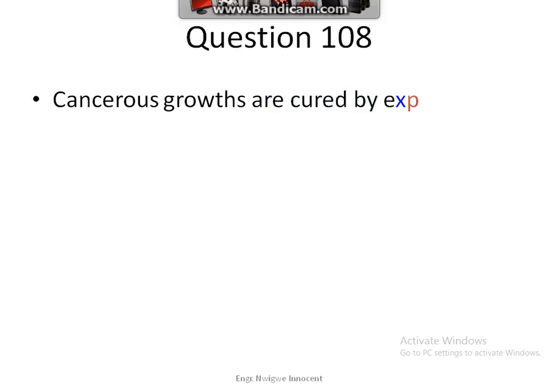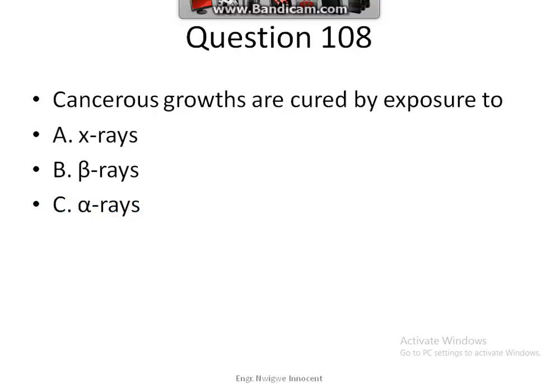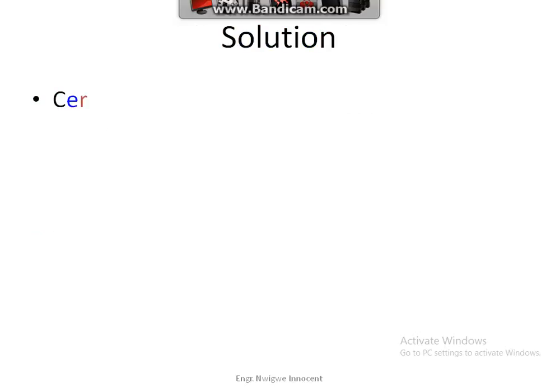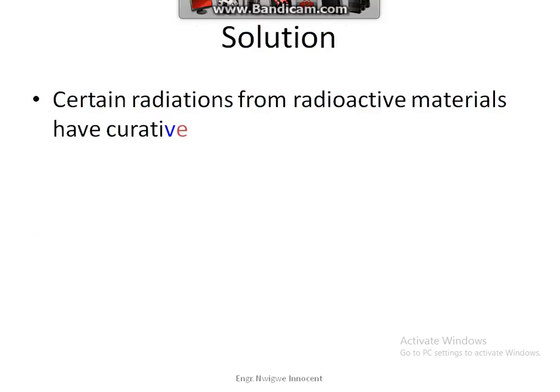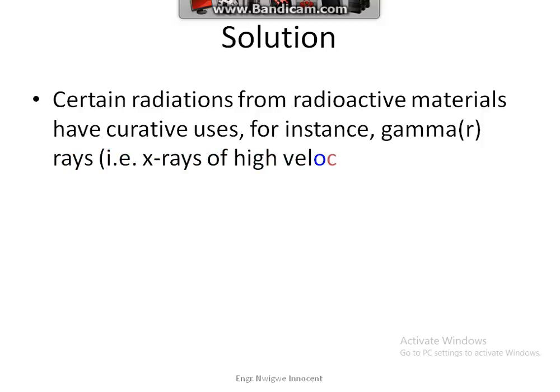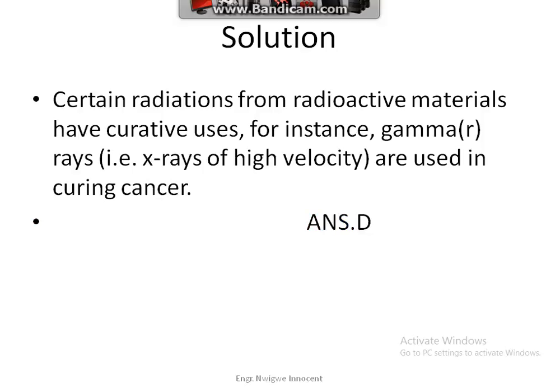Question 108. Cancerous growths are cured by exposure to A. X-ray, B. Beta ray, C. Alpha ray, D. Gamma rays. Solution. Certain radiations from radioactive material have curative use. For instance, gamma rays, that is X-rays of high velocity, are used in curing cancer. Therefore, the answer is D.